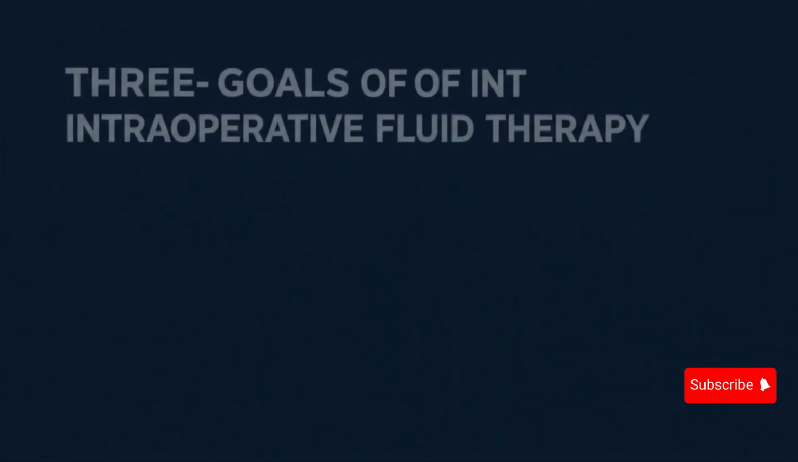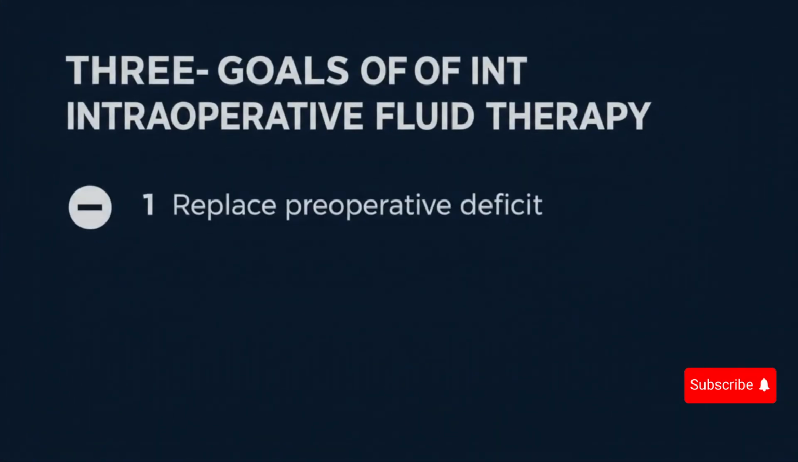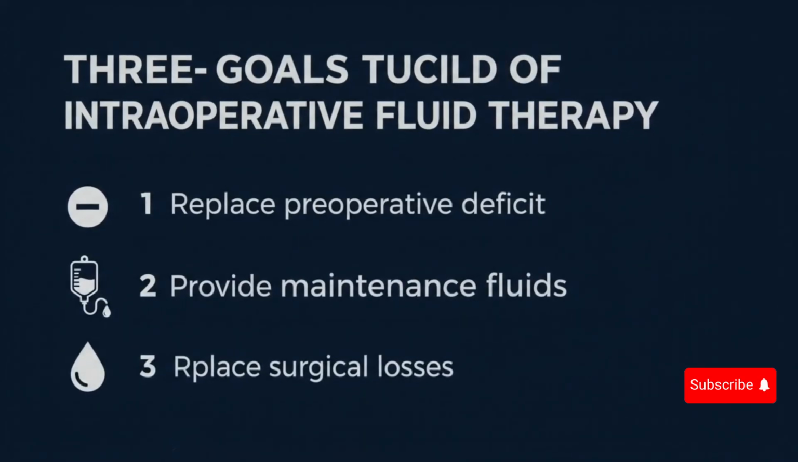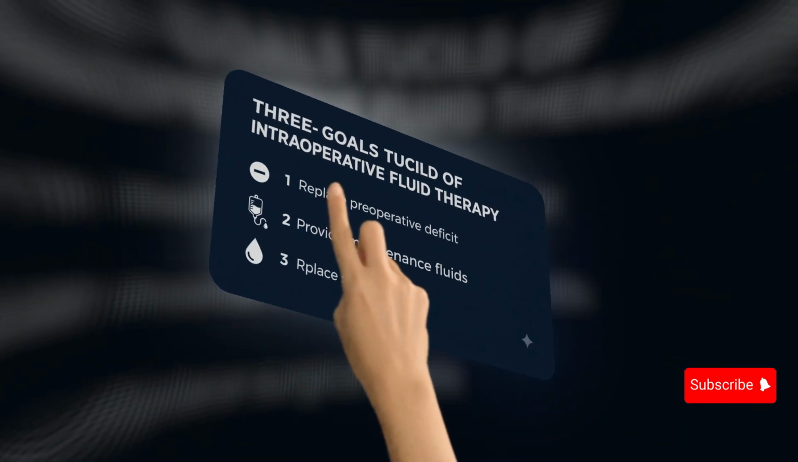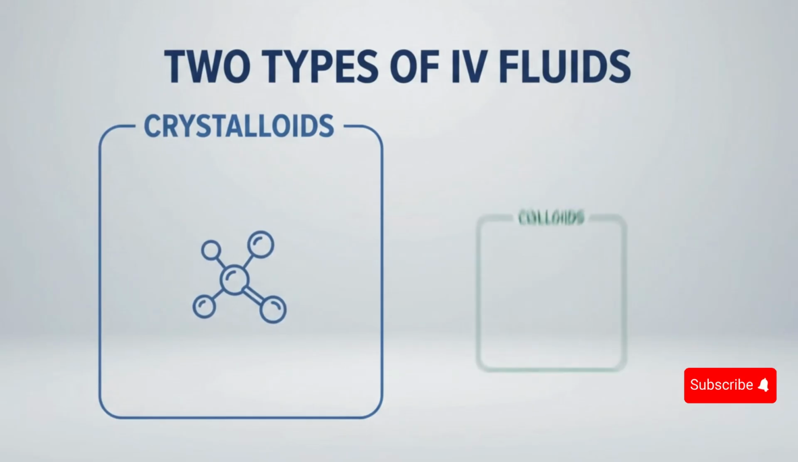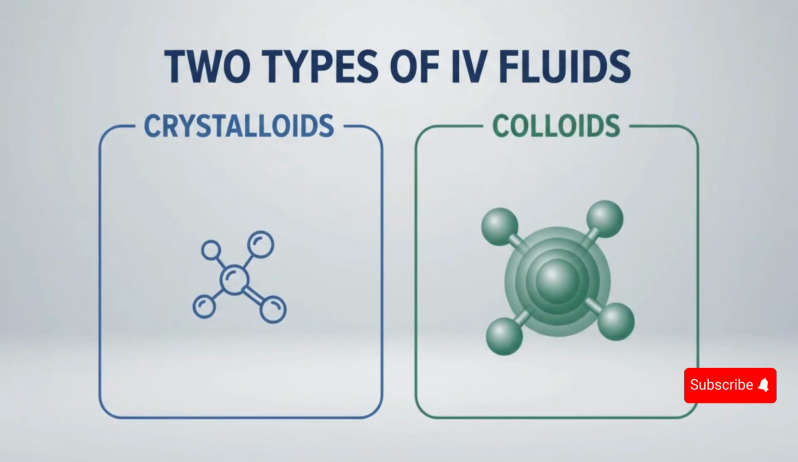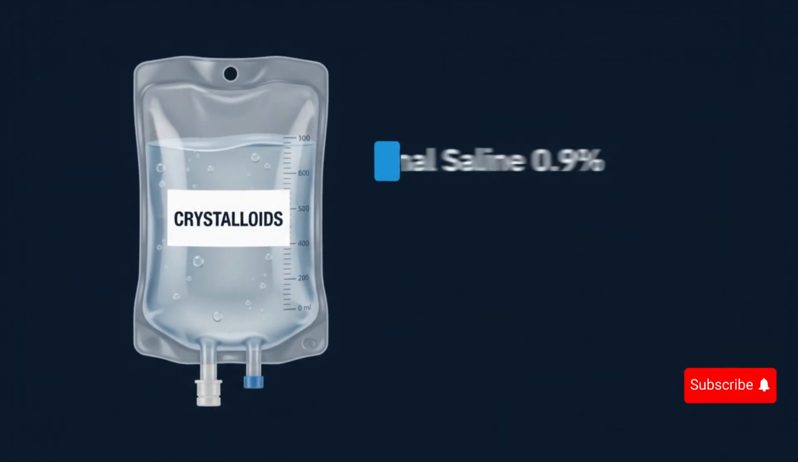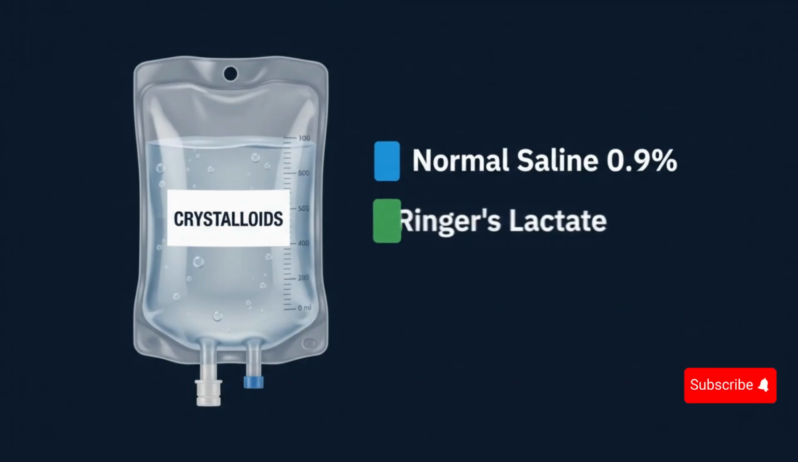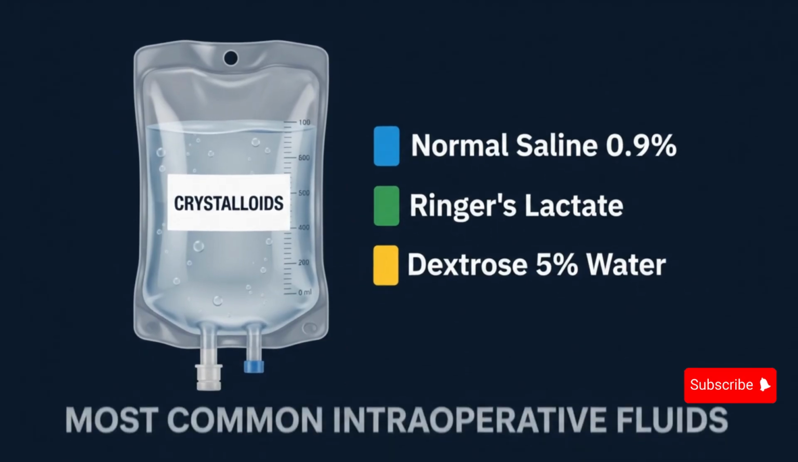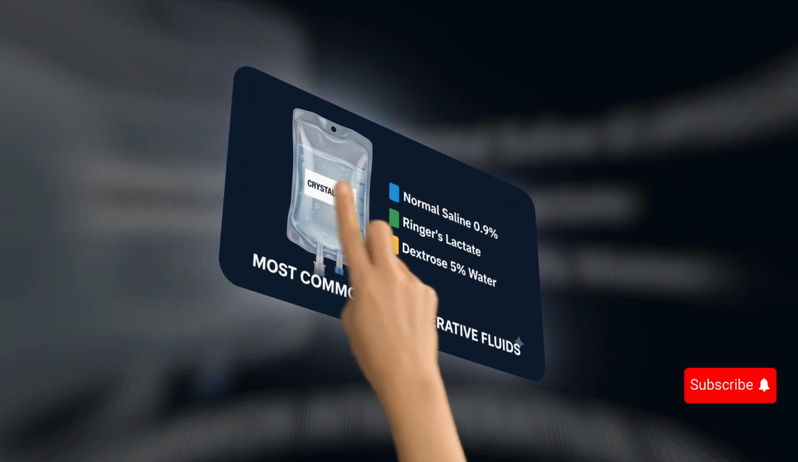Three goals: replace the preoperative deficits, provide maintenance fluids, and replace all ongoing surgical losses. There are two types of IV fluids: crystalloids, which contain salts, and colloids, which contain large molecules. Common crystalloids include normal saline, Ringer's lactate, and dextrose in water. Ringer's lactate is most preferred intraoperatively.